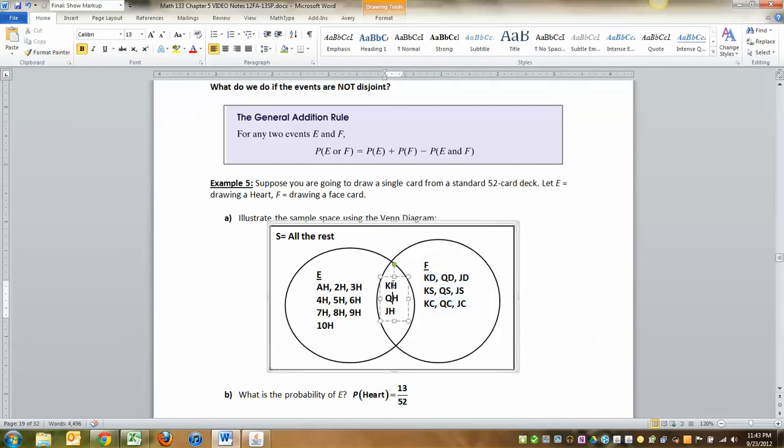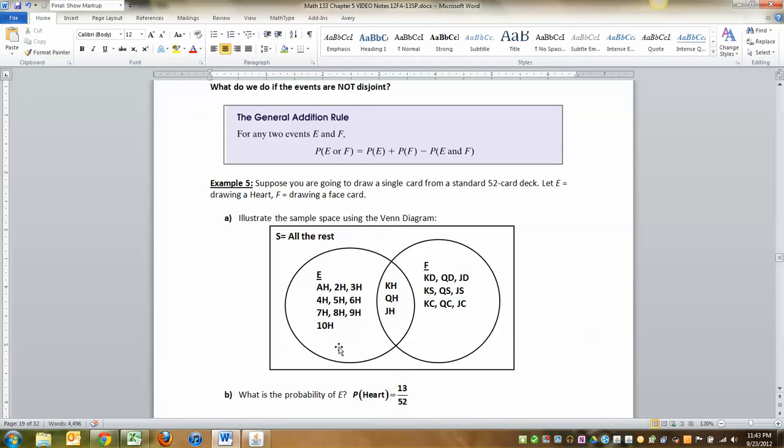Now, what's going on with these three? Well, those three cards, the king of hearts, the queen of hearts, the jack of hearts, they're hearts, so they belong in the left ring. But they're face cards too, so they belong in the right ring. In other words, they're in the overlap, right? The intersection of the two rings. And then all the rest of the cards are out here. All the, ace of clubs, 7 of spades, etc.